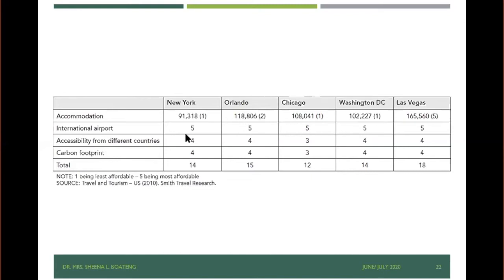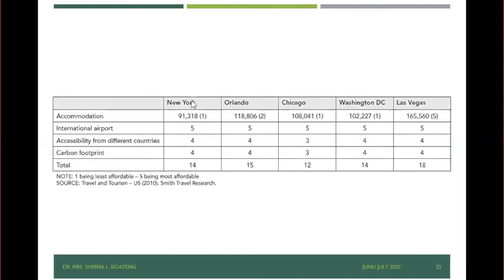And the remainder scored 1, 1, 1 each, because perhaps their numbers were not close enough to the top scorers, right? But in terms of being close to the international airport, they all scored a 5, meaning that perhaps all of them are close to the international airport. However, when it comes to accessibility from different countries, Chicago scored the worst. They had a 3. And the other locations scored a 4 each. Likewise, with the carbon footprint, Chicago scored the worst with a 3. And the others had 4 each.